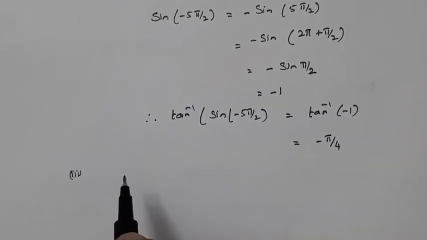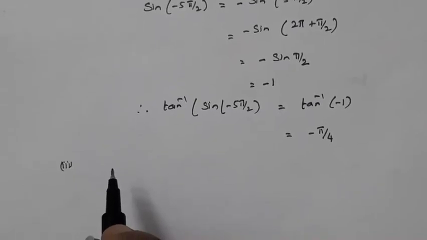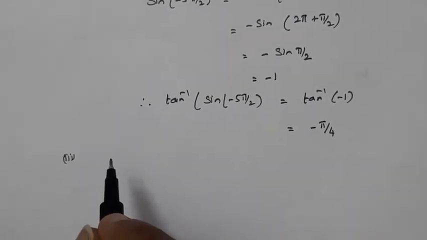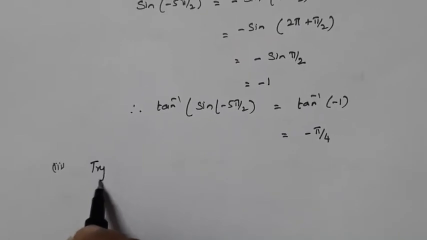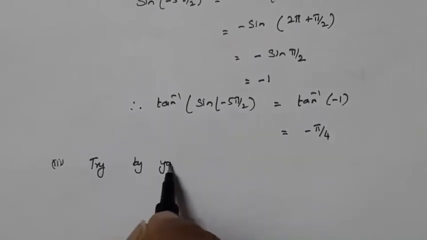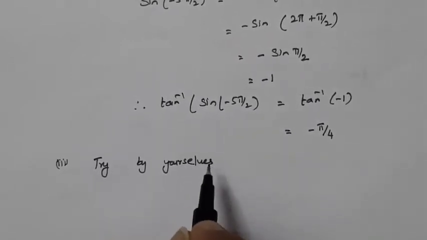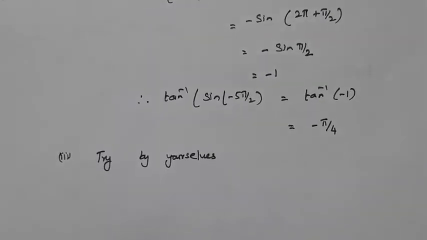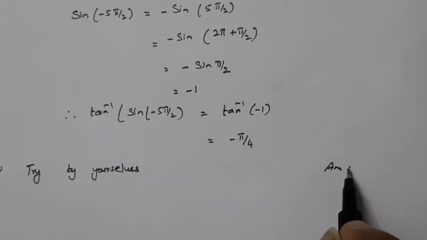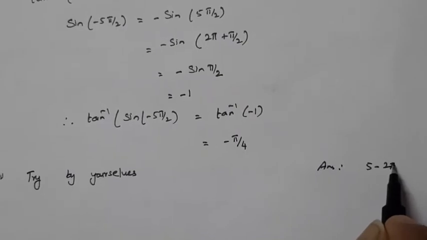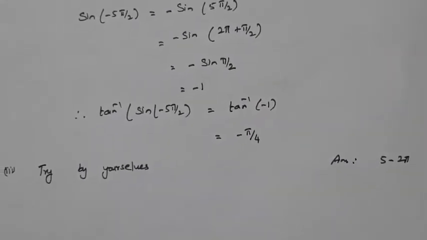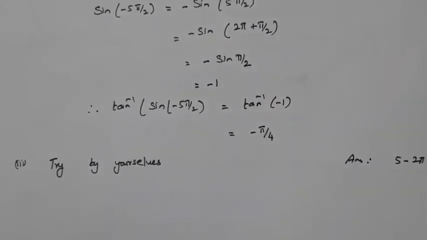Sine inverse of sine 10. Instead of 10, here 5 is given. So just apply the same method and try by yourselves, okay. Just as an example, sine inverse of sine pi, and the answer would be 5 minus 2 pi, okay. The answer would be 5 minus 2 pi. Check it. The same way you have to proceed.